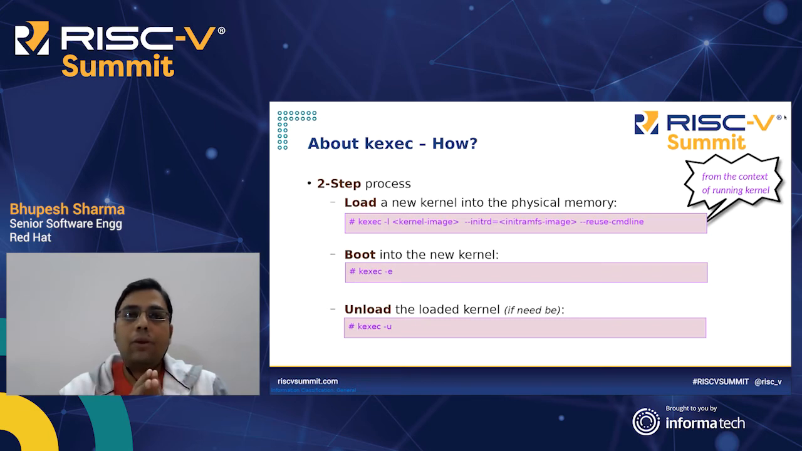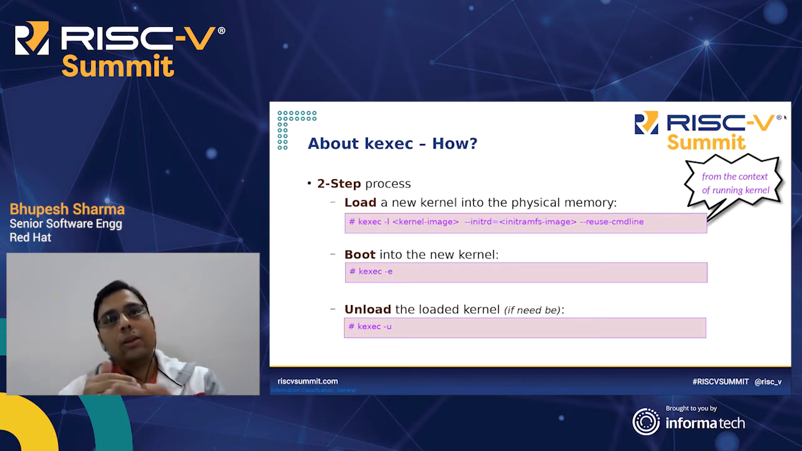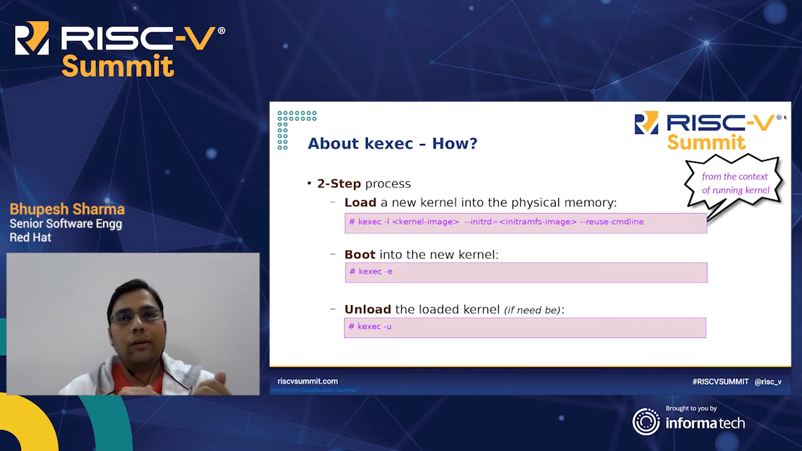Now, in my view, the safest option is just to use the same boot args that you are presently using for the currently running kernel, just to avoid any surprises. And then in the second step you can use the -e flag with the kexec utility to boot into the new kernel. So if need be, you can also unload the loaded kernel using kexec -u.